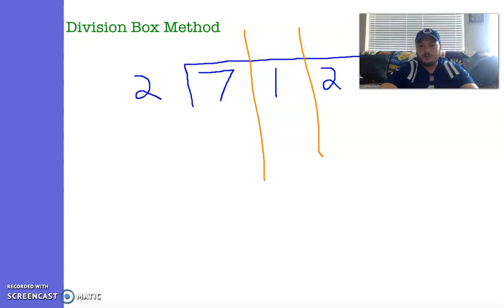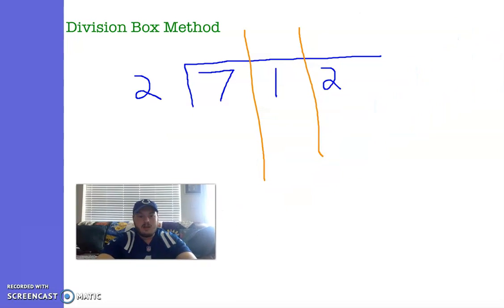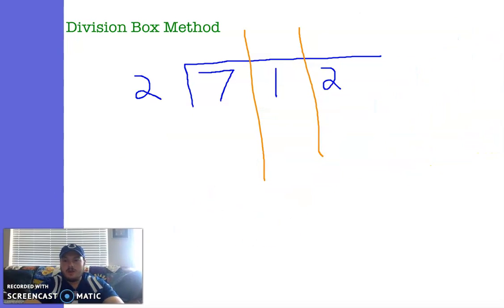The next way I'm going to show you is using the division box method, which is something we did a lot last year, but if you don't remember, that's okay. We're going to do a quick review. So whenever I've got the division box method, I have my long division, but I've broken it up into boxes. And again, I'm going to start by listing my multiples of what I'm dividing by. So I'm going to list my multiples of 2 all the way up to 2 times 9.